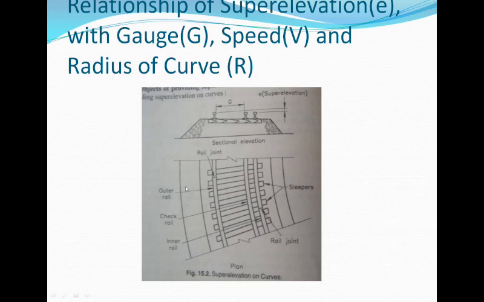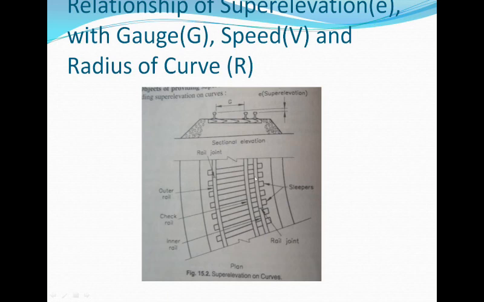We will look into our next concept, that is the relationship between the superelevation with the gauge, speed and the radius of the curve. How does the superelevation relate to the gauge of the track? You know what is the gauge of the track? That is the distance between the two rails, called the gauge of the track, and the speed of the vehicle and the radius of curvature.